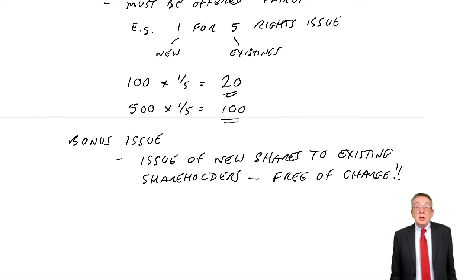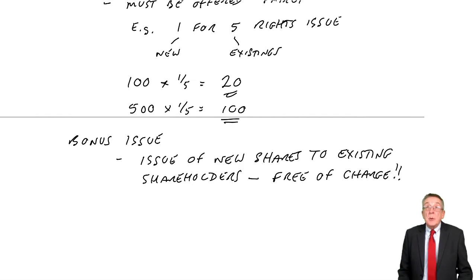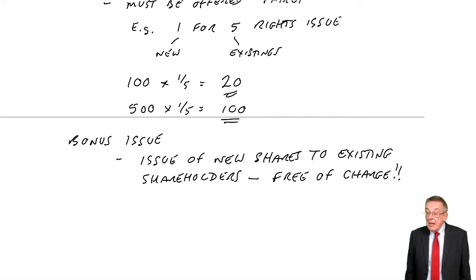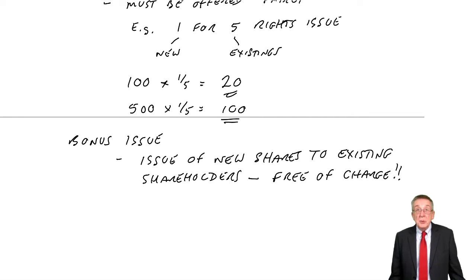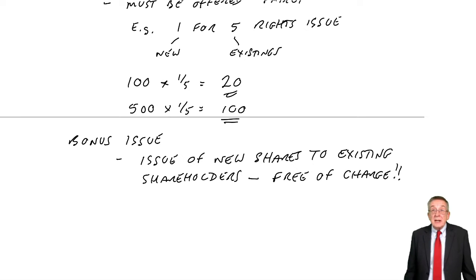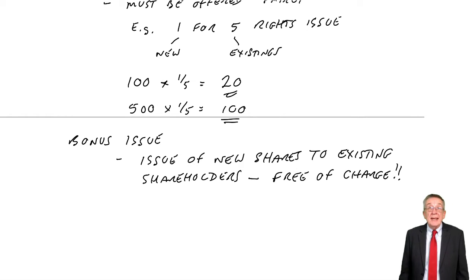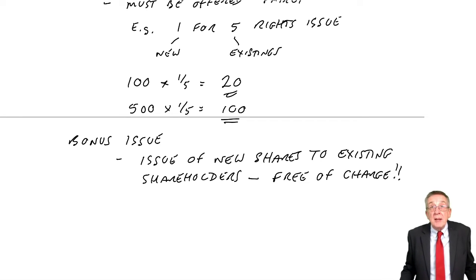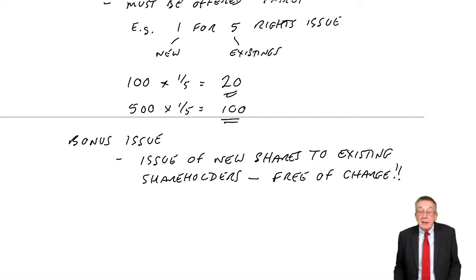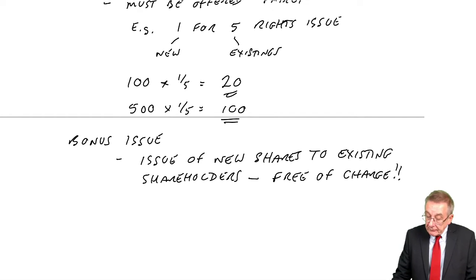So here is a rights issue. You get this letter saying, do you want to buy 20 new shares or something? With a bonus issue, you just get new shares sent to you in the post. You're not having to pay for them. You just end up with more. Now, I say that may seem strange. Why would they do that? Well, I'll explain why they might do it after. But, if they do it, they do it.